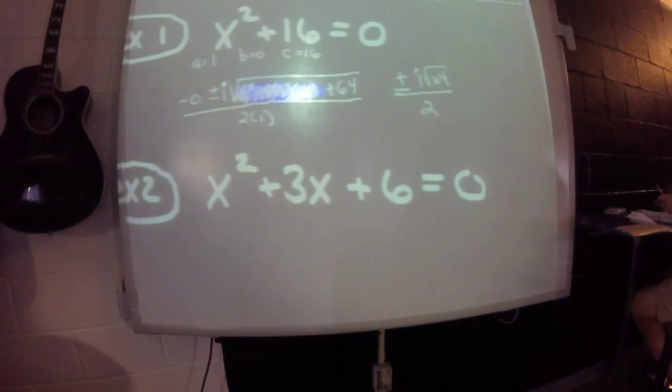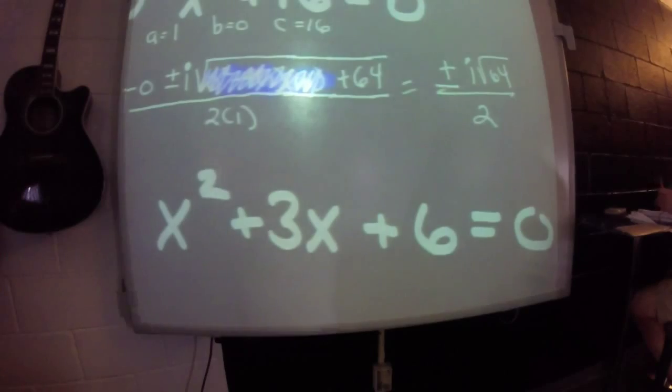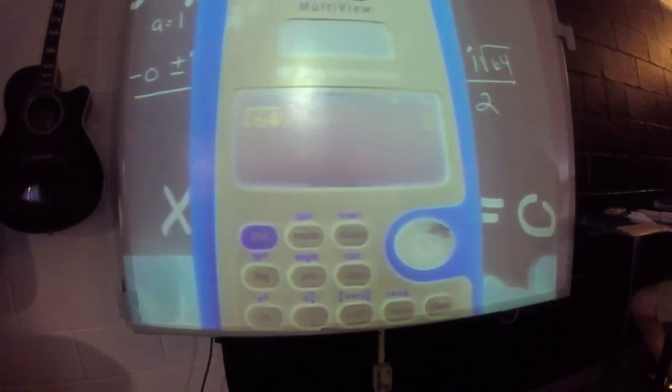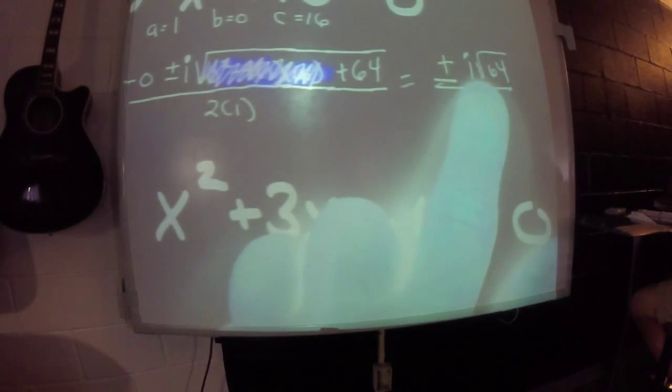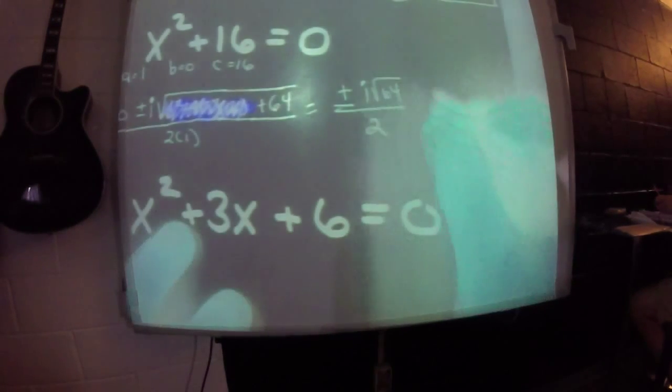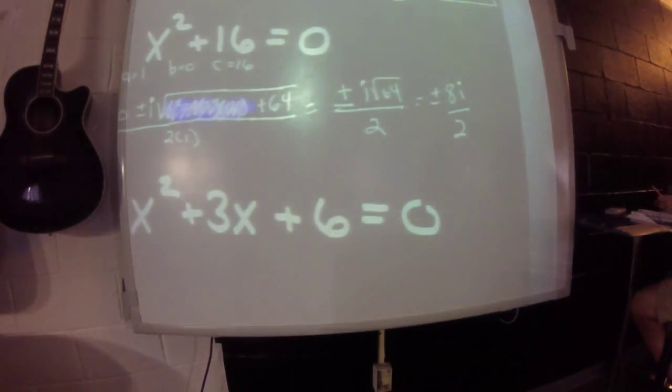But I think I know what the square root of 64 is. 8. It's just 8. And if you don't know what the square root of 64 is, what times itself is 64? 8 times 8. So I'm going to turn this into just 8i. So it's plus or minus 8i over 2. And then what do you think happens with 8 over 2? Yeah, it's just 4i.